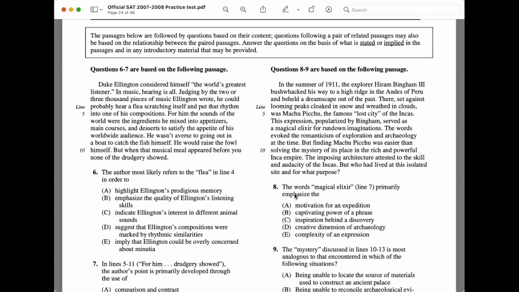He wasn't averse to going out in a boat to catch the fish himself. He would raise the fowl himself. But when that musical meal appeared before you, none of the drudgery showed.